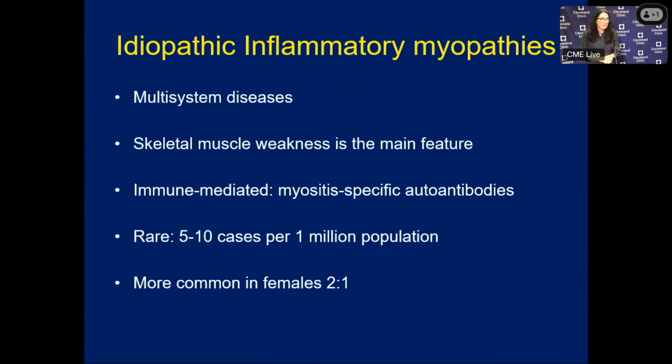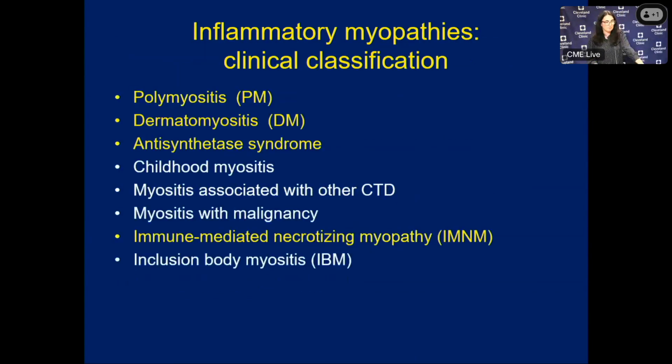And finally, the idiopathic inflammatory myopathies. This is a very interesting group of diseases. They're multi-system, they're autoimmune, and they affect primarily the skeletal muscle, causing weakness, which is the main feature of this disease. They have a totally separate set of autoantibodies called the myositis-specific autoantibodies, which we'll talk a little bit about. They're extremely rare and more common in females.